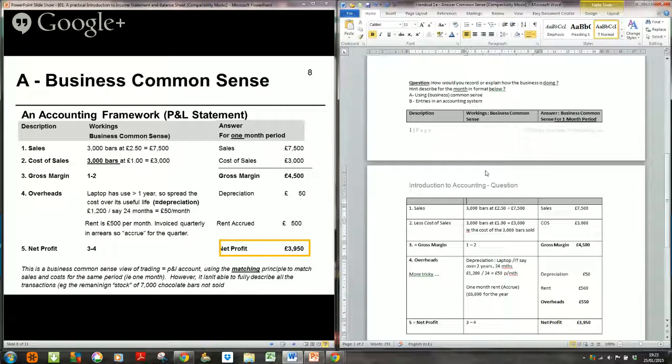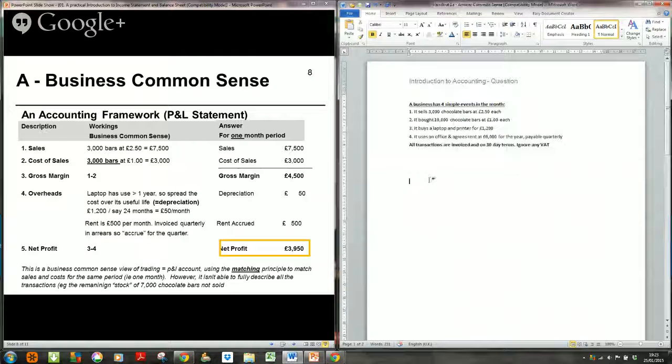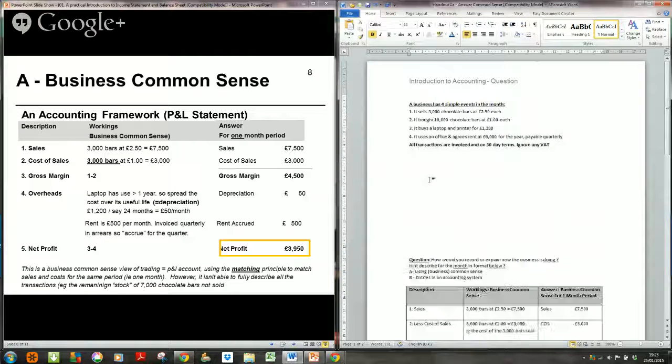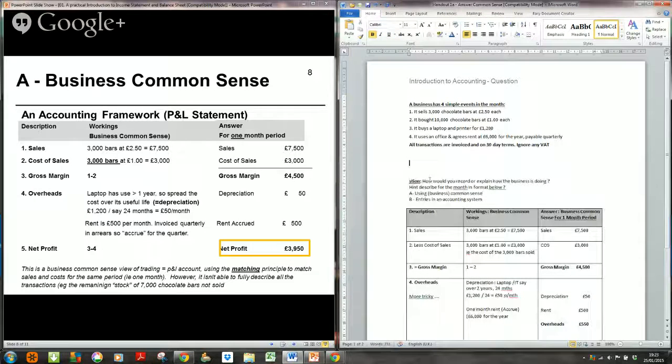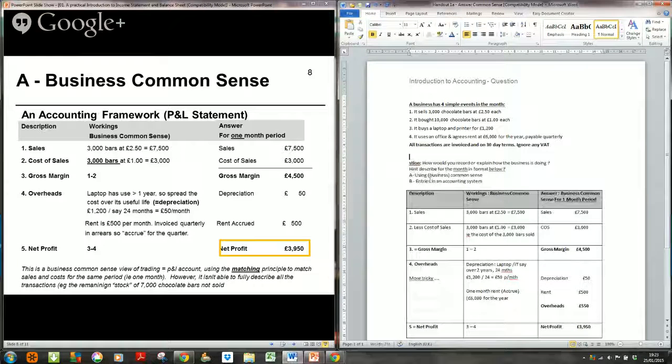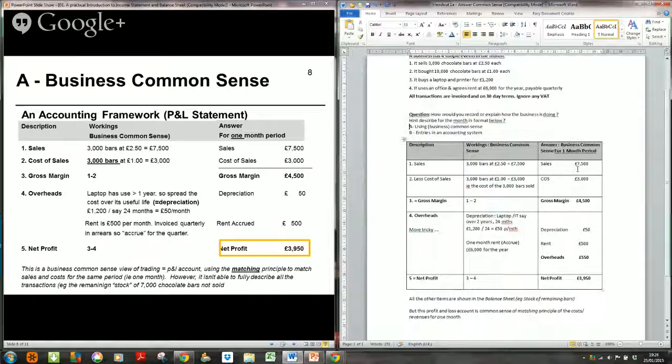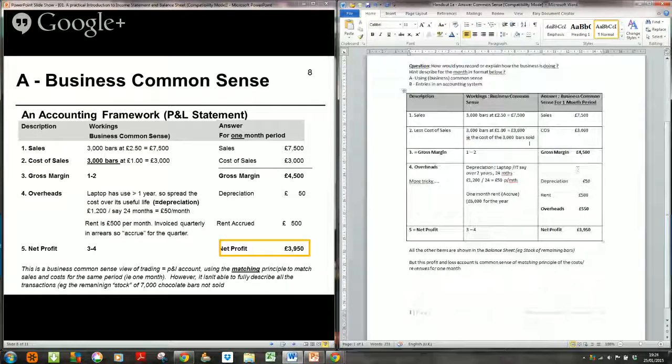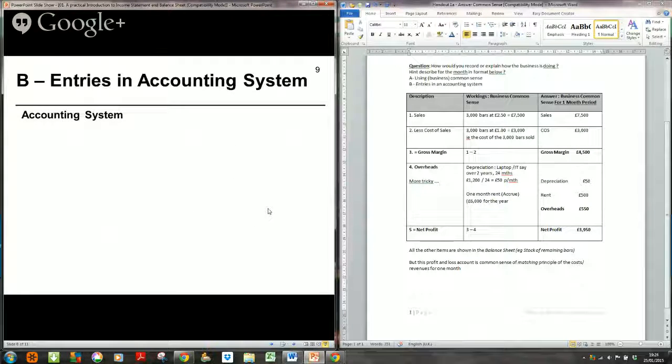Let's leave it on the right hand side here so we can see it as we travel. Hopefully what's in Word here matches what we've got in the PowerPoint presentation. So yeah, I've got my sales of 7,500. I've got my net profit of 3,950. So what I'm going to do now then is come on to my accounting system.